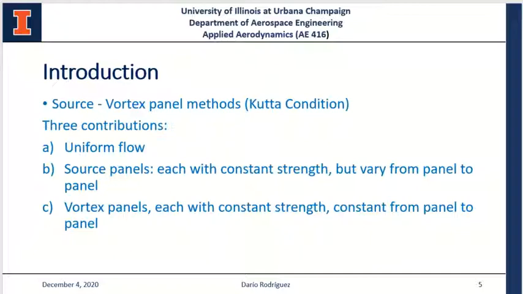And as I said before, the strength of these sources is considered to be constant within a certain panel, but it can vary from panel to panel. On the other hand, the vortex strengths in the panels are set to be constant all around the airfoil. So that means that the strengths are constant from panel to panel also.